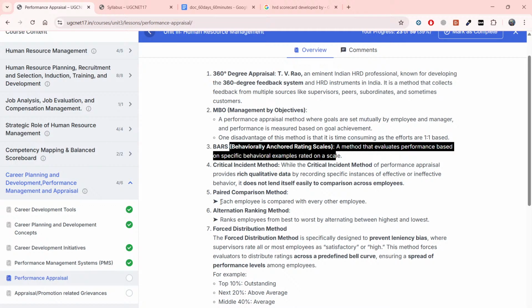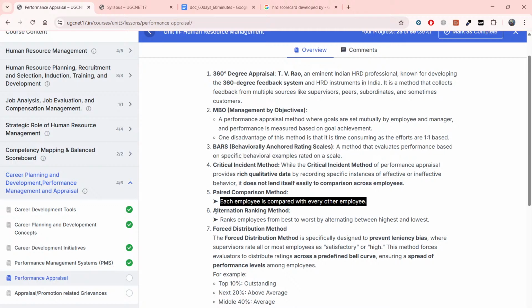Paired comparison method. Each employee is compared with every other employee. Alternation ranking method ranks employees from best to worst by alternating between highest and lowest.